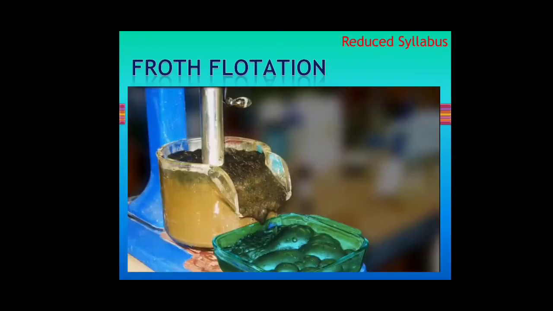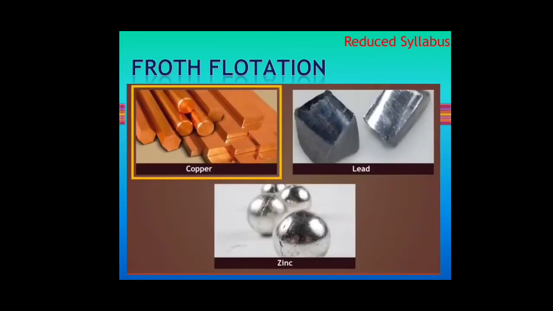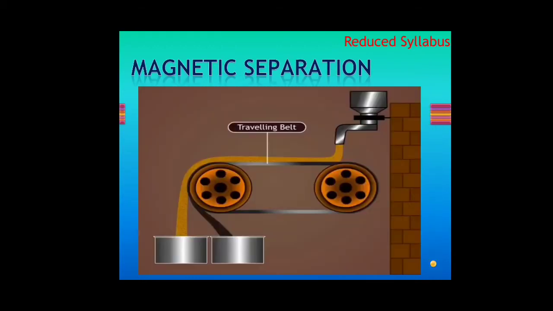Here we can see the top layer that consists of the ore is easily separated into another vessel. This process is generally used for purification of metals like copper, lead and zinc.